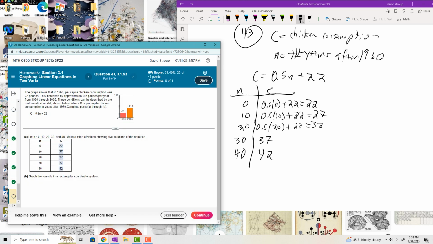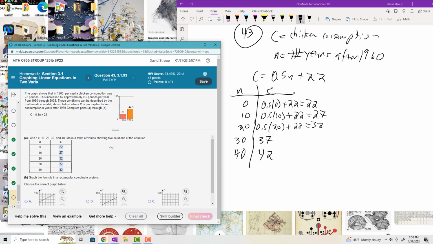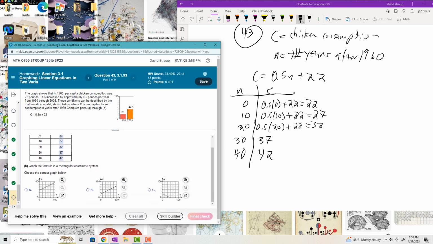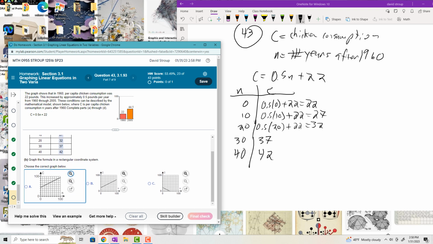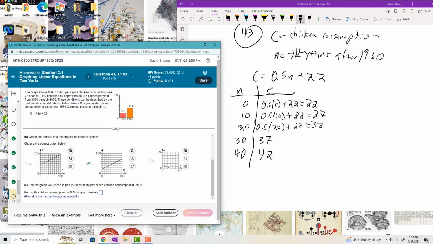Graph the formula in the rectangular coordinate system. Okay, oh, they just want you to plot. Okay, so at 0, it's 22. So you're just kind of looking for the one that starts at 22. Yeah, this is 10, 20. No, there's no way, right? 1, 2, 3, 4. Okay, so maybe it's this one. So it's 10, 20, and you know it's going up by 5 every time. So it has to be this part B here, because part C it's going down every time. So that looks good. Continue.